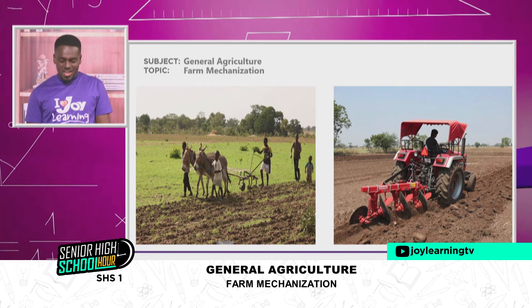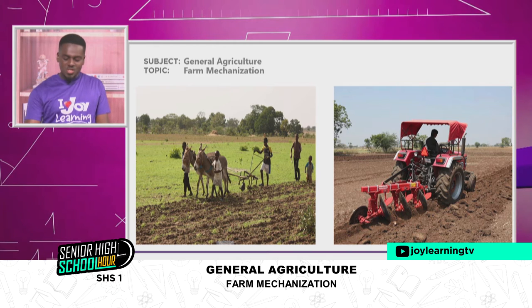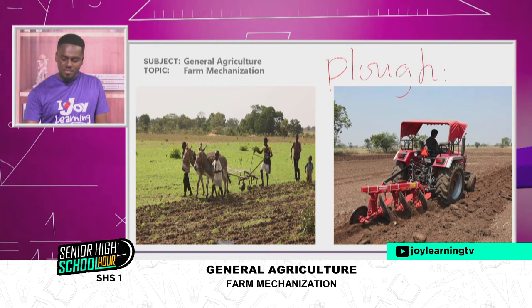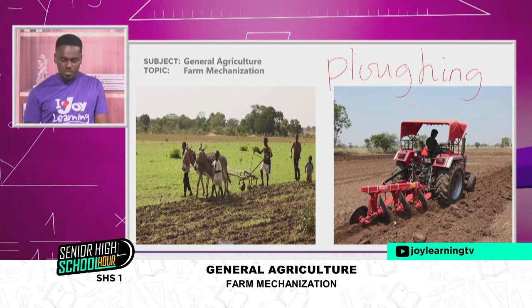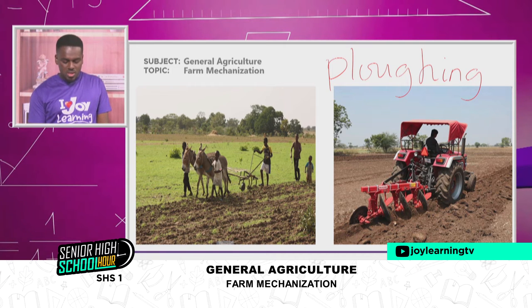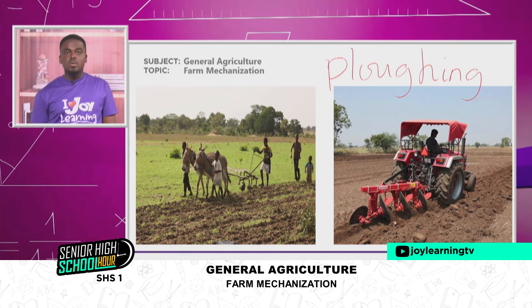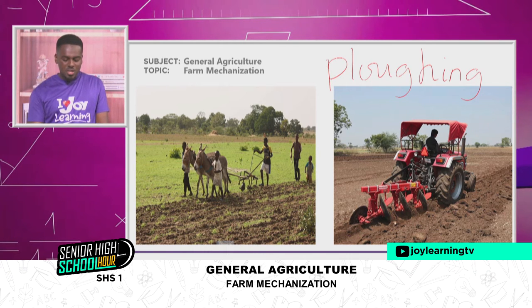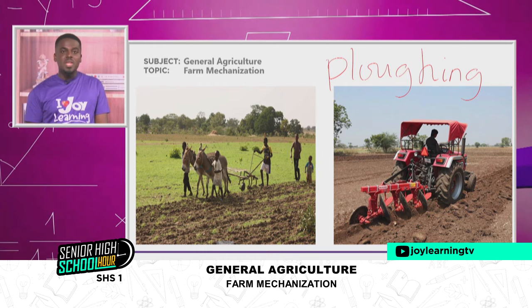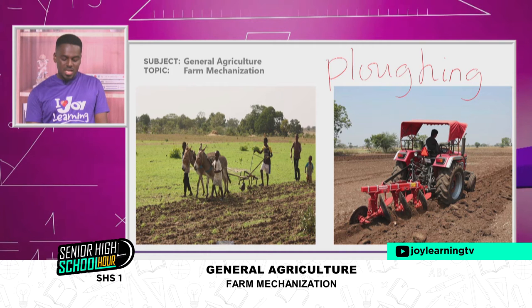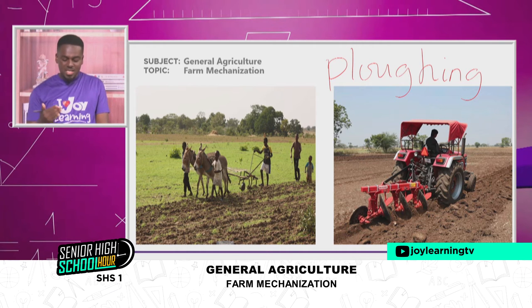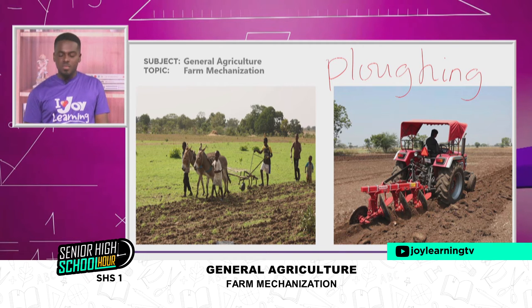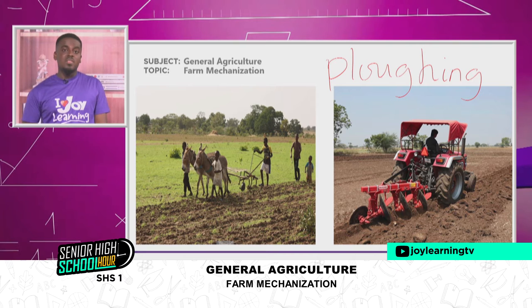Another activity going on here is called plowing. On the left side, in the image that you see, the farmer is guiding animals to plow his field. You see there are a number of people assisting with this activity. You can see the farmer, his children, one, two, three, four. So many people are engaged in this activity. This is a very tiring process. You have to guide the animals throughout the field. As time goes on, the animal may even get tired.